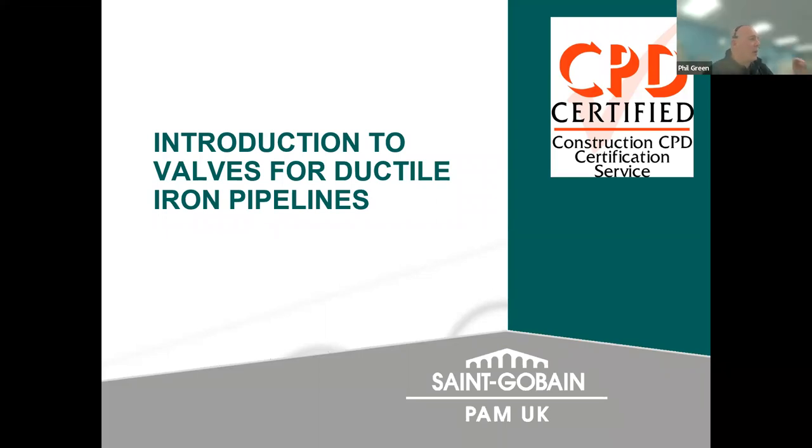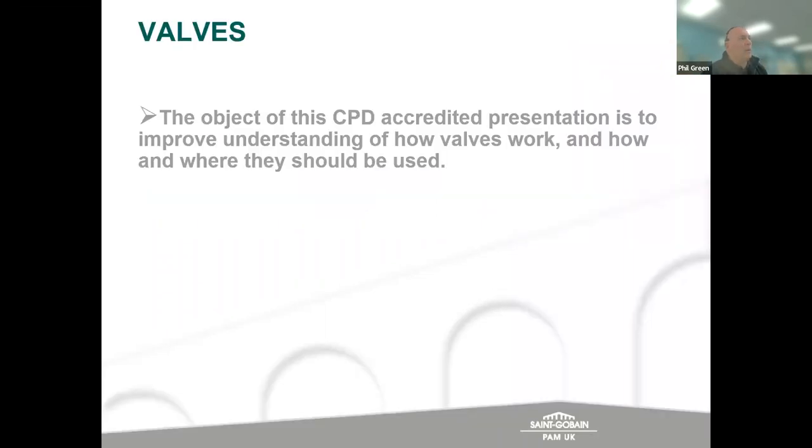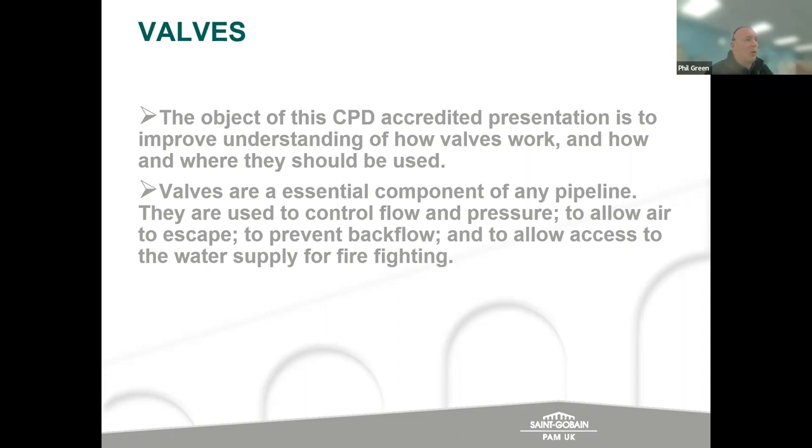So today we're going to be talking about valves for ductile iron pipelines. The object of the presentation is to improve understanding of how valves work and how and where they should be used on a network or a pipeline. Valves are essential components of any pipeline. They have a number of uses. They're used to control flow and pressure, to allow air to escape from the line, to prevent backflow, and to allow access to water supply for firefighting.